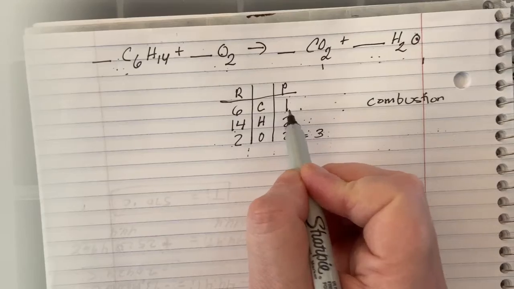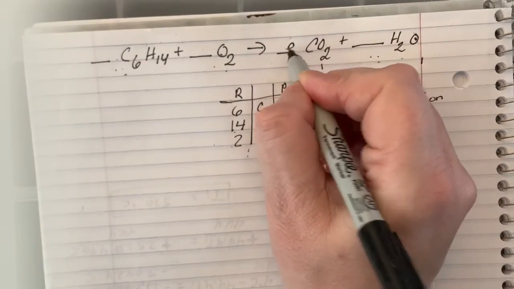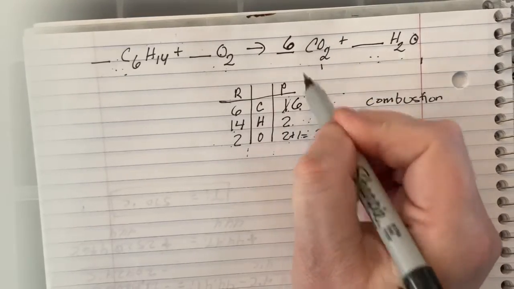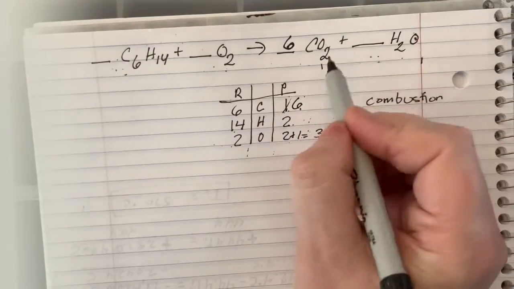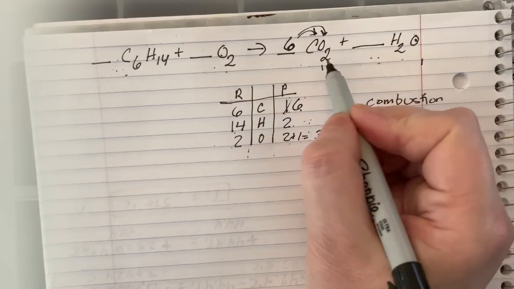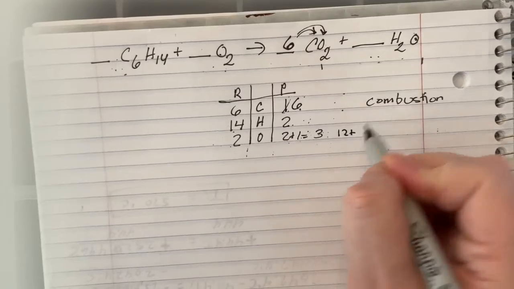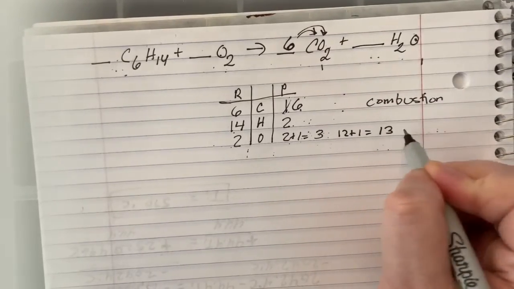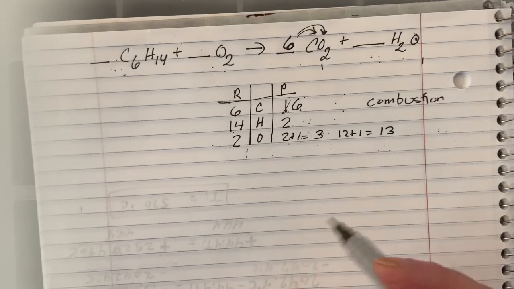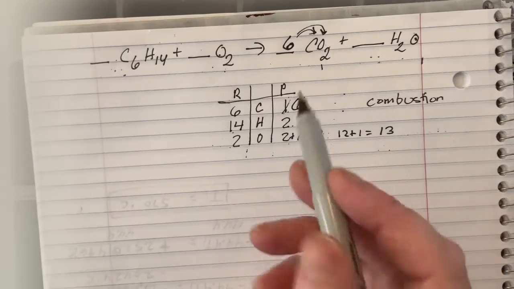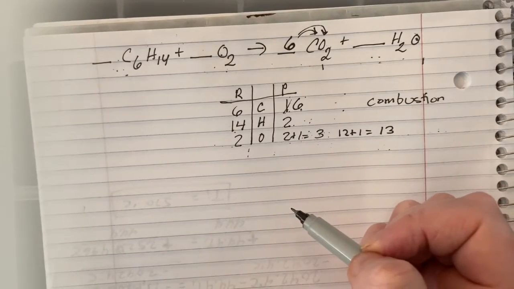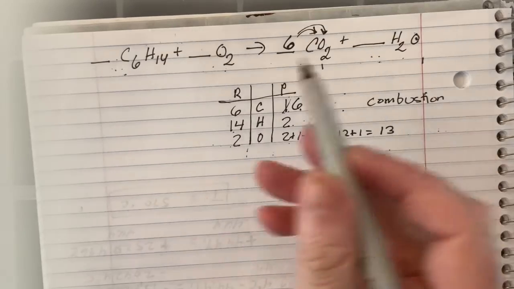6 carbons, so I need 6 carbons on the right. I don't change subscripts, so I just write the 6 out in front. Okay, that gives me 6 times 1, 6 carbons. But I also need to remember about the oxygen. 6 times 2, so I now have 12 plus 1, or 13 oxygens. Do this every single time so you don't mess up in your balancing, because what's going to increase your balancing time is if you don't distribute and update your chart after every single coefficient change.